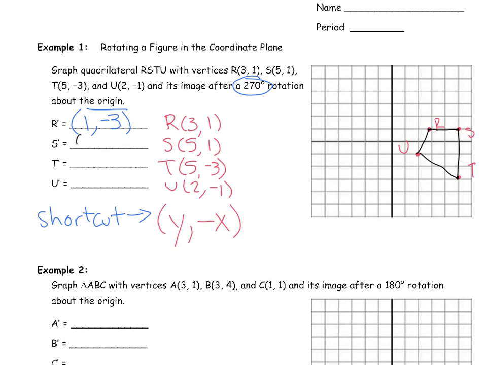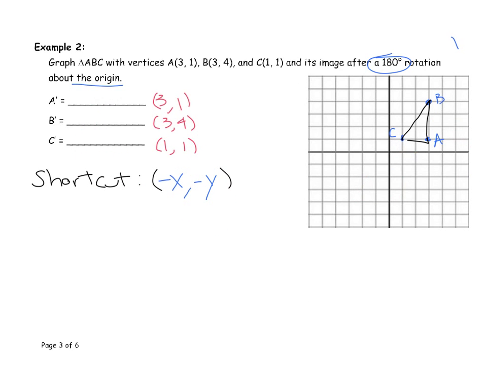So that's R prime. S prime would become 1, negative 5. T prime becomes negative 3, negative 5. And U prime becomes negative 1, negative 2. Now all I have to do is graph it. And this is what the new one would look like being rotated 270 degrees counterclockwise.